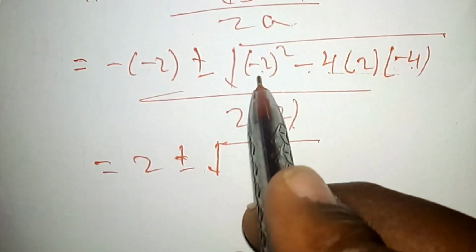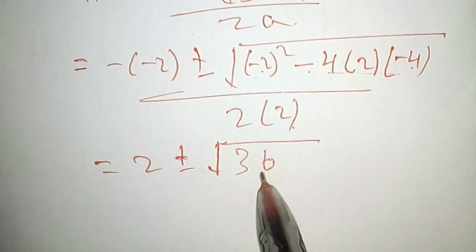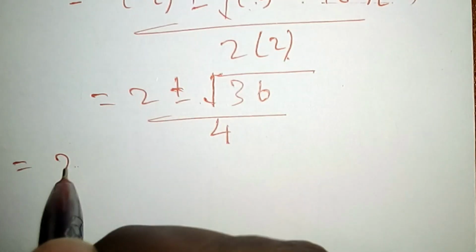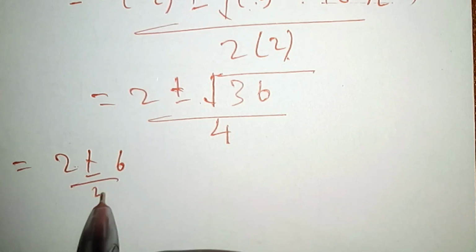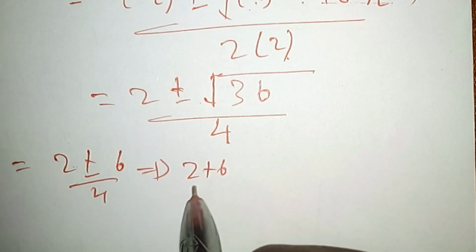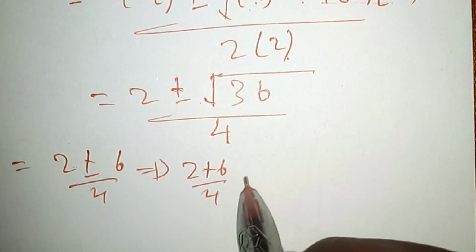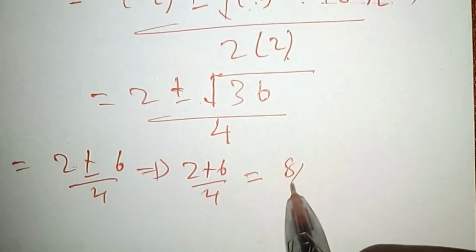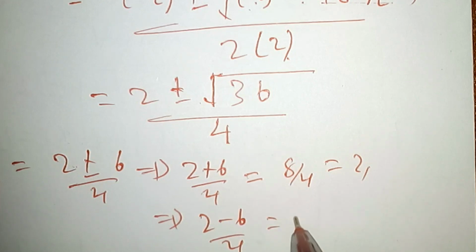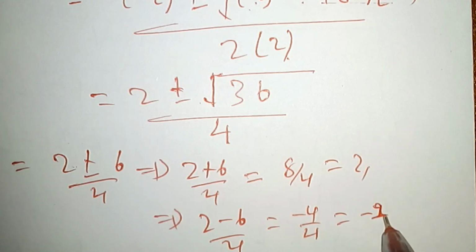So this is 32 and this is 4, altogether 36 divided by 4. So this indicates that 2 plus or minus 6 over 4. Therefore we have two values, which are 2 plus 6 over 4, which is 8 over 4, which is 2, and the other answer is 2 minus 6 over 4, which is minus 4 over 4, which equals negative 1.